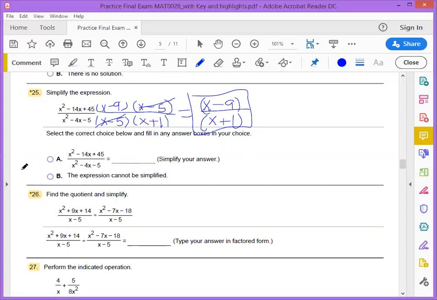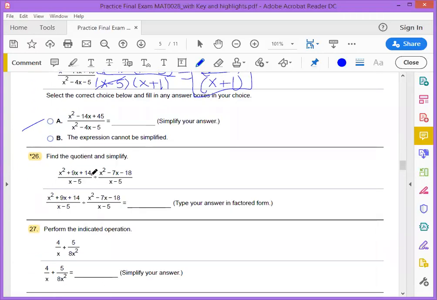All right, let's look at number 26. We're finding this quotient. Now remember, when you're dividing by a fraction, it's the same as multiplying by its reciprocal. So we're going to keep the first fraction the same. It remains x squared plus 9x plus 14 divided by x minus 5.